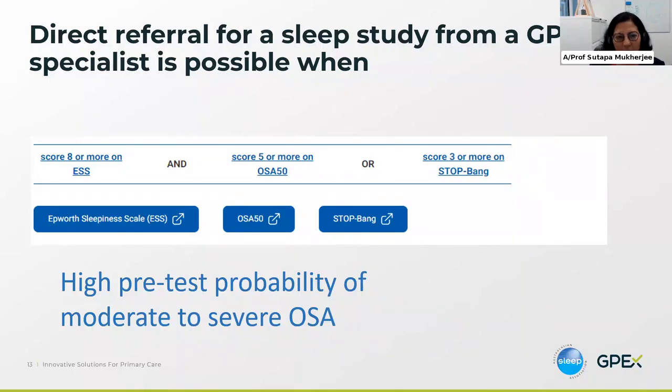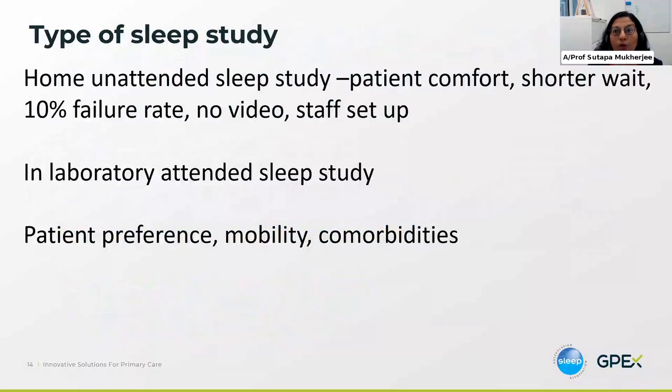So then the next question is, what type of sleep study should that patient have? And we have 2 types of sleep studies that are available in Australia. So one is the home unattended sleep study. And then we also have in-laboratory attended sleep studies. And the only difference is that in an in-lab attended sleep study, there is a sleep scientist present who will be looking at the readings from the 10 to 12 channels that are applied to the patient.